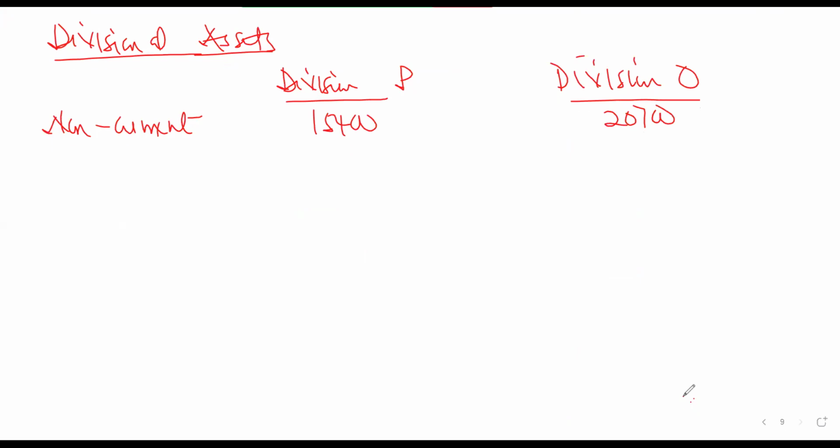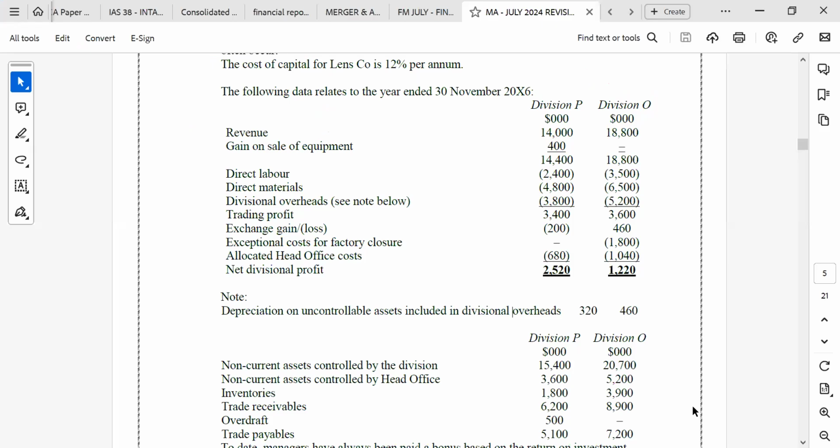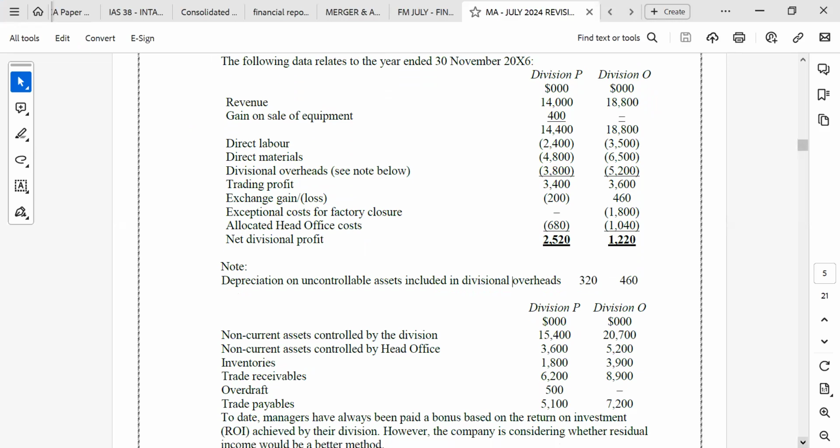But in one of the paragraphs, we're told that expenditure above a certain limit is approved by head office. Will it not influence that? No, that is the second part of the question, whether you should classify them as investment centers. So these are the assets, and this will not affect that. Non-current assets controlled by head office, would that be included? No.